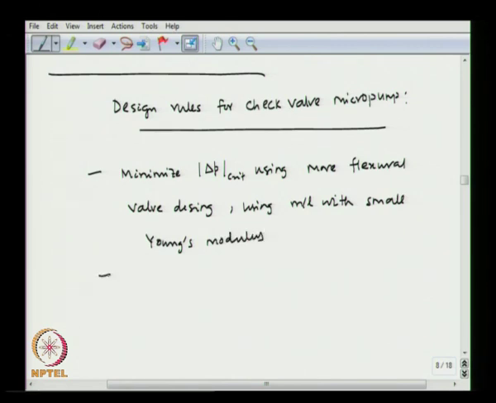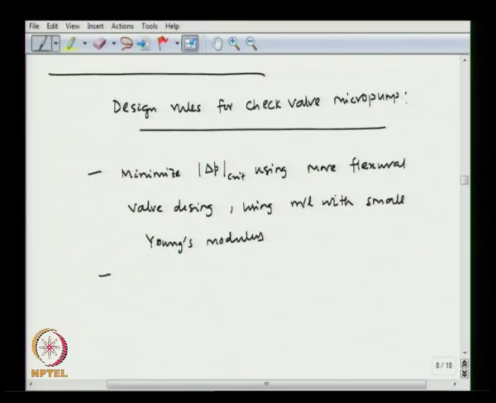Okay. The second design objective has to be to increase the stroke volume, and to increase the stroke volume the requirement is that the membrane has to be of low stiffness. It should be more flexible. So, the second objective would be to maximize stroke volume. That is possible by a flexible membrane.